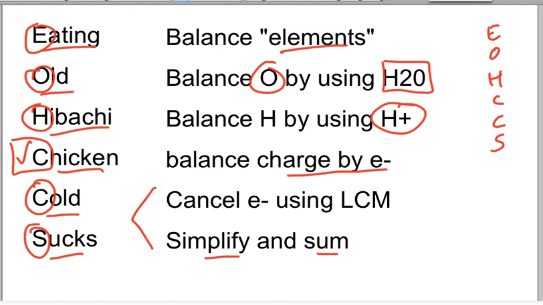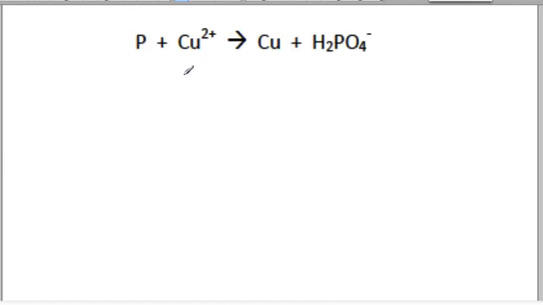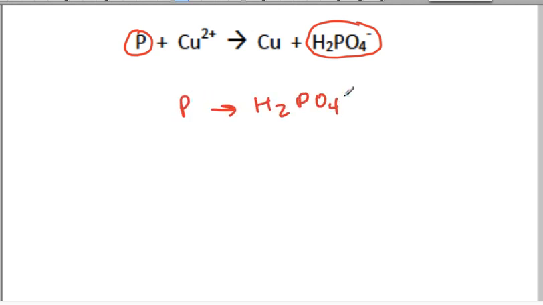So let's take a look at one of these. I look at the reaction. Who am I going to balance? Well, I have P on one side and H2PO4 minus on the other. So that's going to be one set that I'm going to balance, H2PO4 minus. Then I'm going to take copper 2 plus, arrow to copper as a solid. E stands for balancing the elements. So I look at the elements. Phosphorus is good, one phosphorus, one phosphorus. H and O's don't match, but I get those on the next one. One copper, one copper. So my E is done.